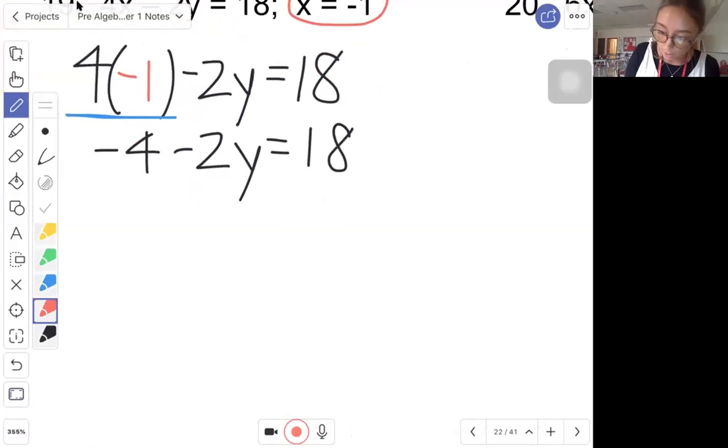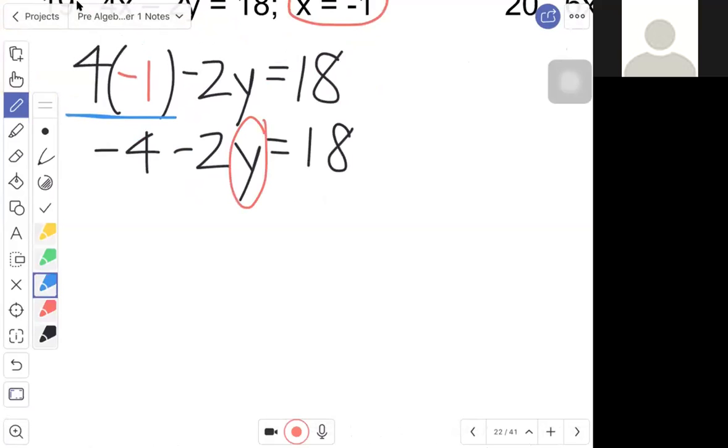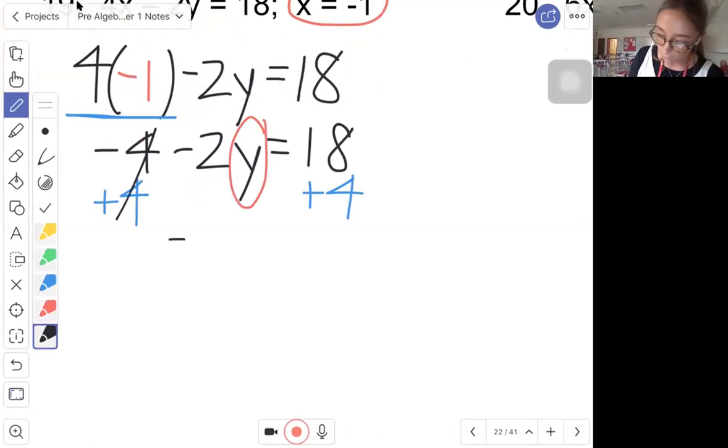So here's our y, and we want to get that y alone. What's our first step we should take to get y alone? Add 4 to both sides. Good. That will get rid of our 4 on the left. We'll be left with a negative 2y, bringing down the equal sign, and 18 plus 4 is 22.